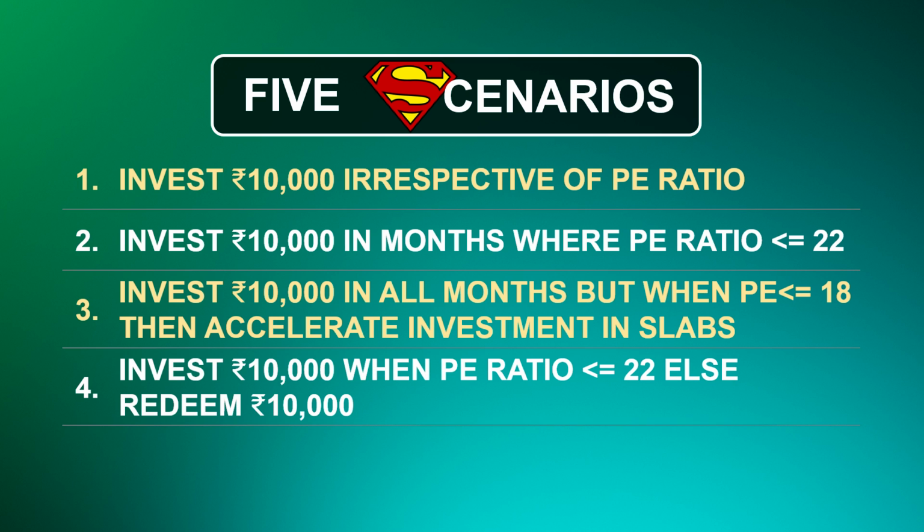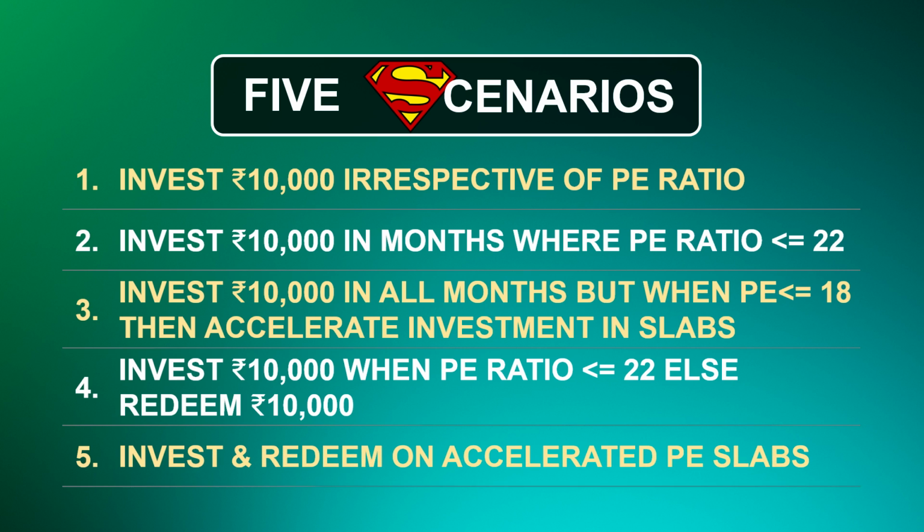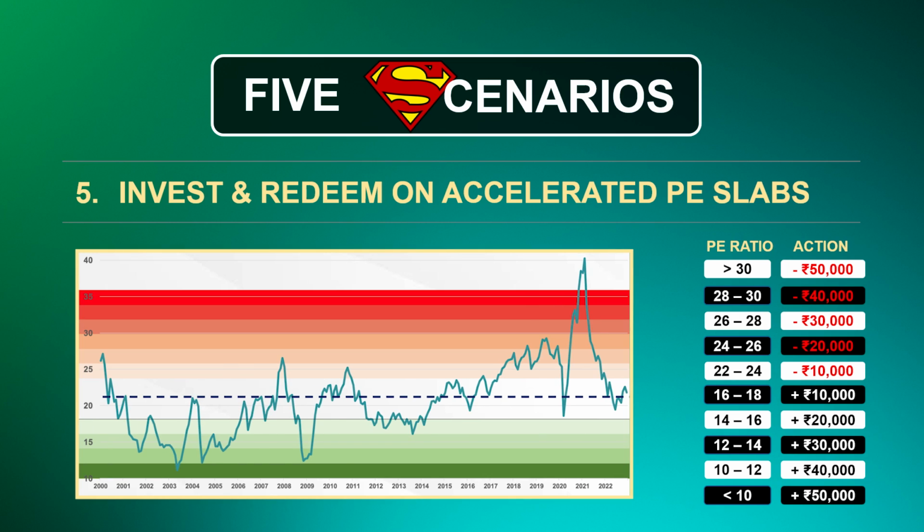Scenario 4 is an extension of scenario 2 where I invest 10,000 when the P ratio is at 22 or less, but in case the P ratio goes above 22, then instead of holding my SIP, I actually redeem 10,000 rupees worth of units, making it a buy-sell transaction. And finally, there is scenario 5 where I employ an accelerated buying and selling structure at different P bands. So when the P ratio is at very cheap levels, let's say at 11, then I'm ready to commit a total of 50,000 rupees for that month. But when the same P ratio becomes super expensive, let's say a P of 30, then instead of adding capital, I am more than happy to withdraw some money from my portfolio, which in this case comes to 40,000 rupees.